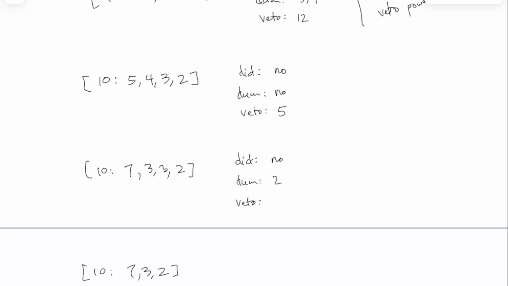Now, since the 2 is a dummy, I should also consider maybe the 3 is also a dummy, but it's not, because this 3 can be important in terms of like if I did 7 plus 3, then that 3 really does matter in that combination. And so the 3 is not a dummy, so the 2 will be the only dummy. I hope that's what you all said. And then what about the veto? Any of these have veto power? What do you think?